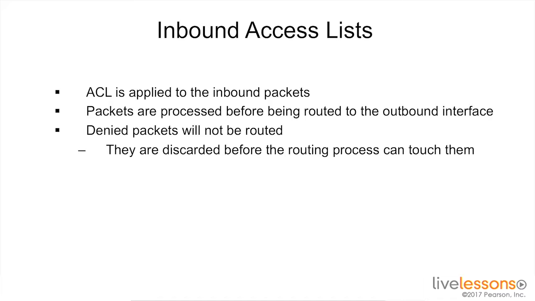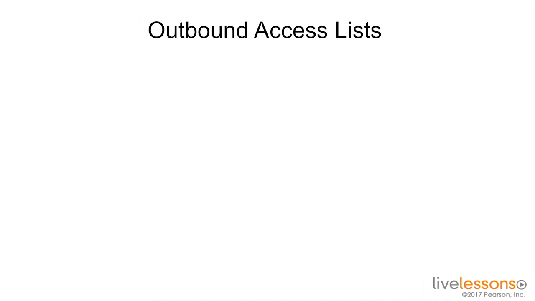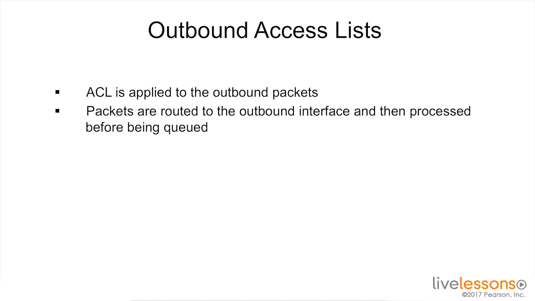On the flip side, with an outbound access list, the ACL is applied to outbound packets. The packets are routed to the outbound interface and then processed before being queued.